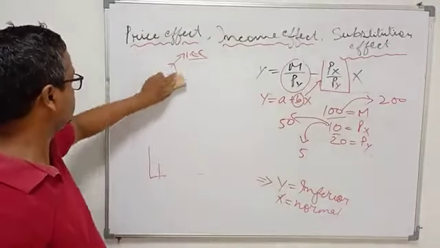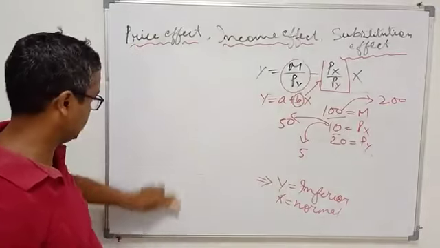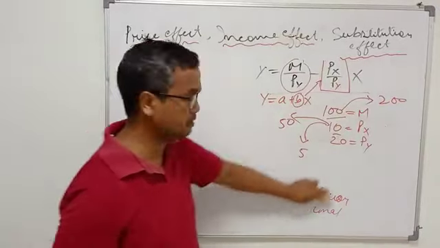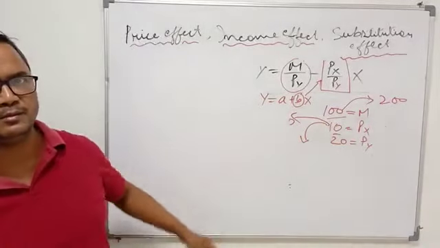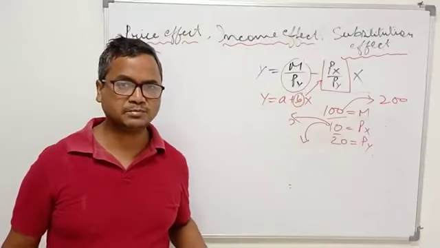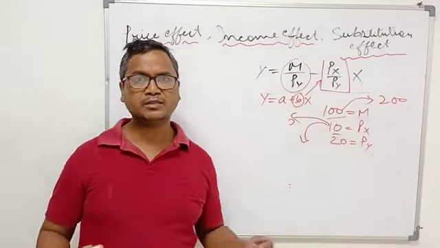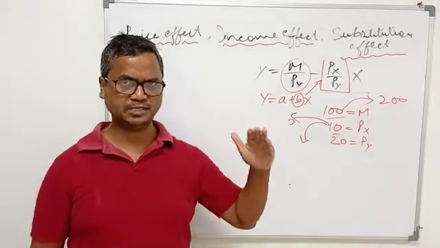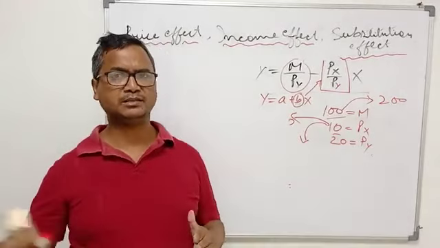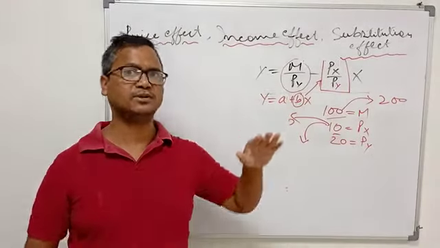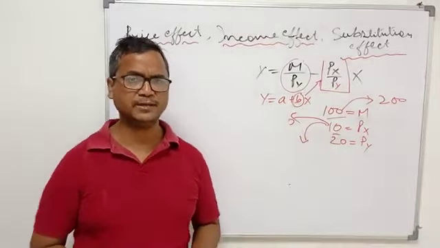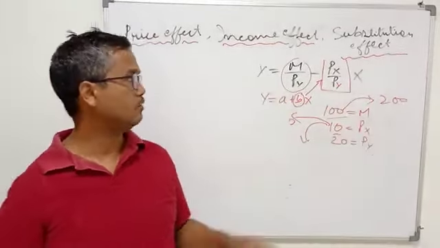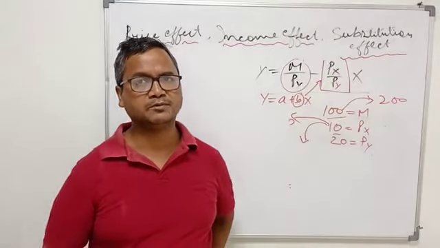Then now the last one is called substitution effect. Substitution effect means, when we study about demand, the law of demand, you will probably remember there is an inverse relationship between price and quantity demanded. That is, when price falls, quantity demanded increases. When price increases, quantity demanded falls. So people ask why it is happening. One of the reasons is substitution.